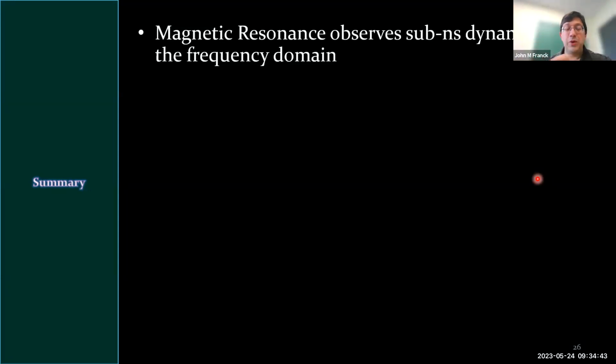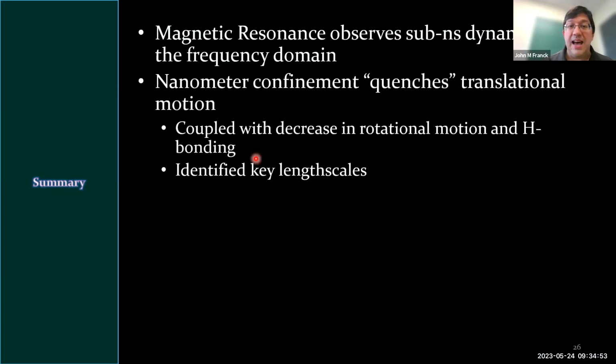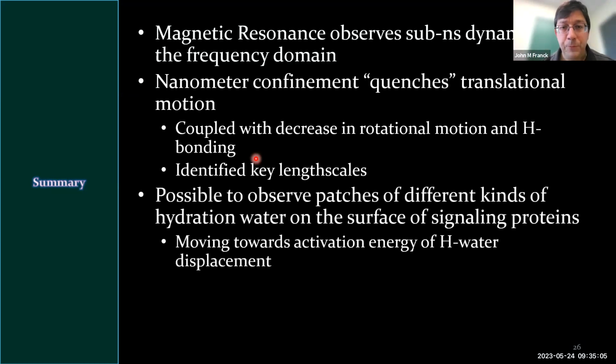Okay. So we've learned some things from these DNP measurements, which is really neat. One is that magnetic resonance observes some nanosecond dynamics in the frequency domain. The other is nanometer confinement. I like to use this phrase, which I don't know if it's fair or not: it quenches the translational motion. So you take something, put it inside of a small pocket, and translational motion is quite dramatically quenched.